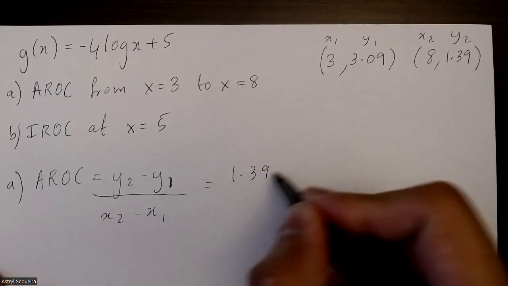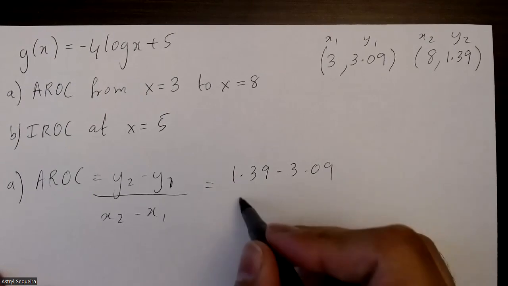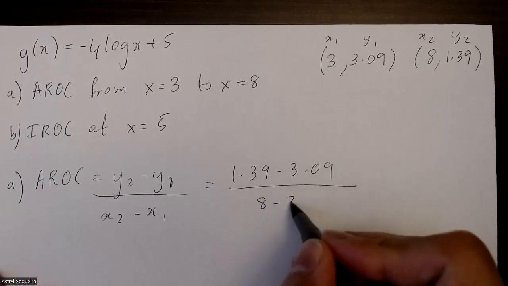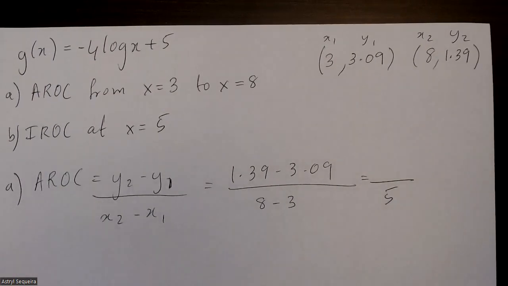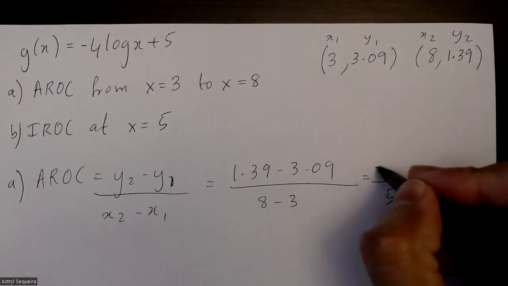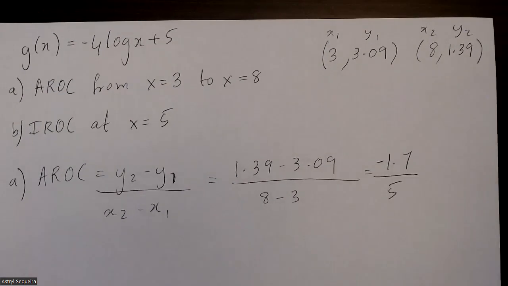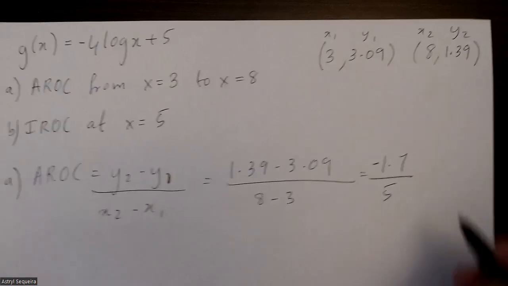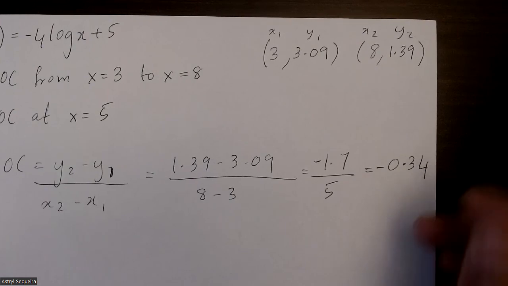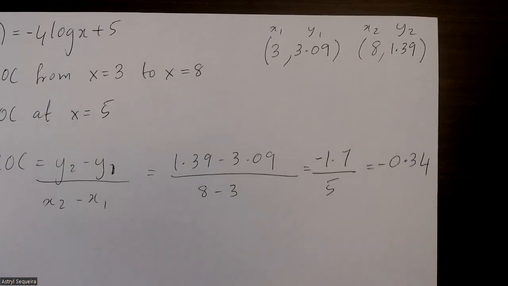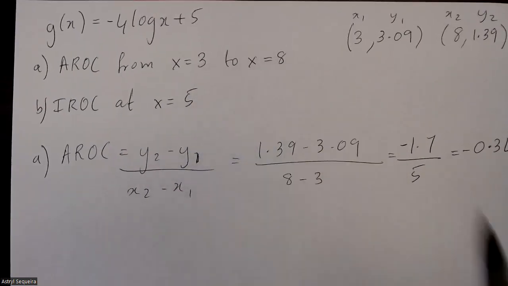So 1.39 minus 3.09 divided by 8 minus 3. It's going to be something divided by 5. 1.39 minus 3.09 is negative 1.7 divided by 5, which is basically negative 0.34. That's my average rate of change between 3 to 8.